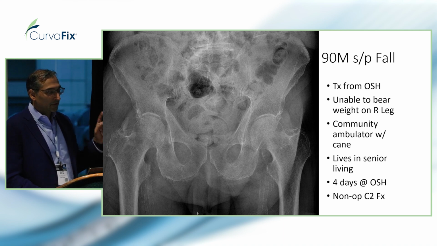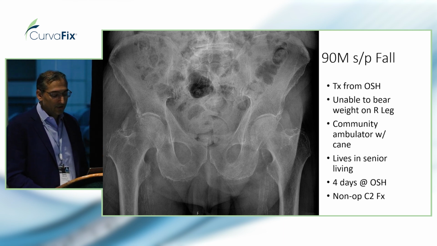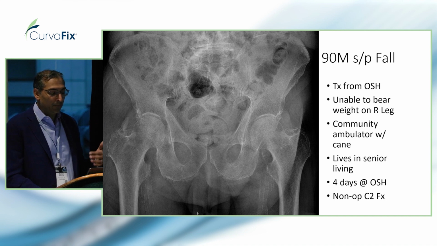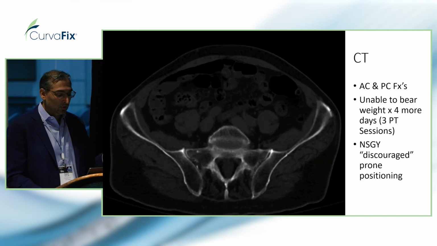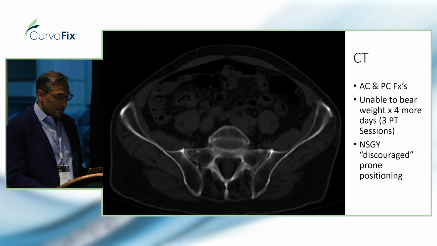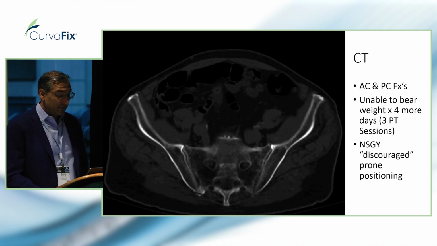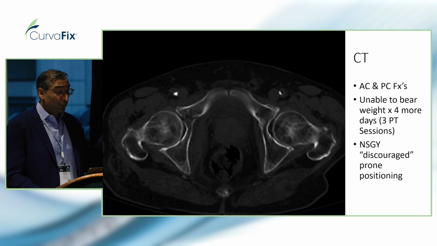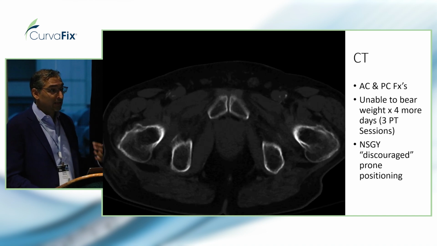bear weight. The other reason he got transferred was he had a C2 fracture, which ultimately our neurosurgeon said was non-operative. So he's a non-operative C2 fracture, 4 days bedbound. PT has attempted to get him out, but they haven't. So then he got transferred to our hospital, where you'll see the CT hopefully play in a second. It's very minimally displaced, but he's been unable to bear weight for 4 more days in our hospital with 3 attempted sessions of physical therapy. So this guy's sort of stuck.